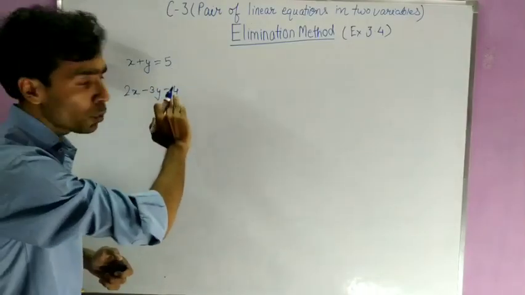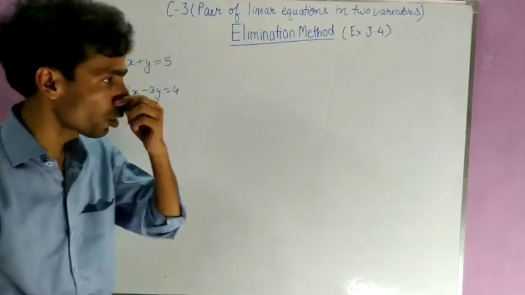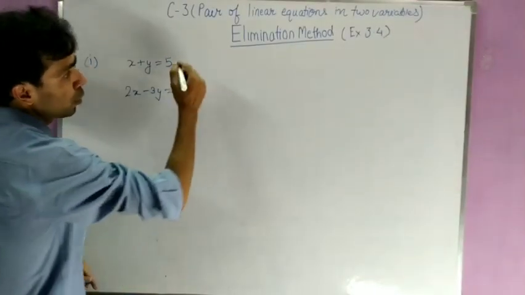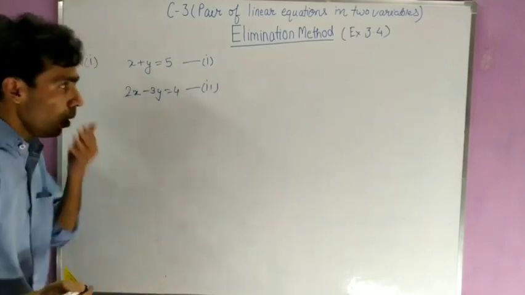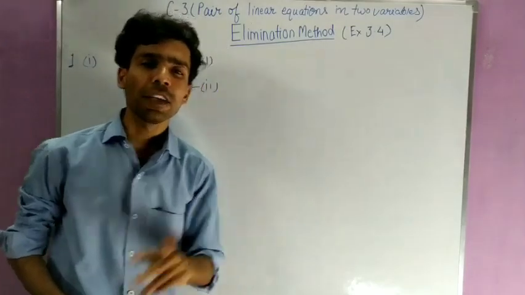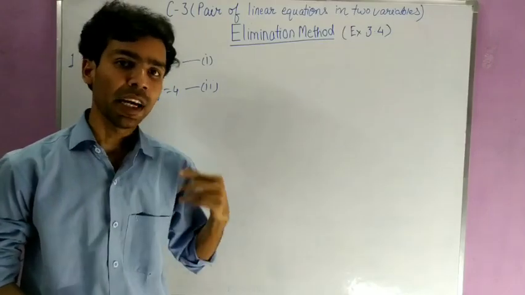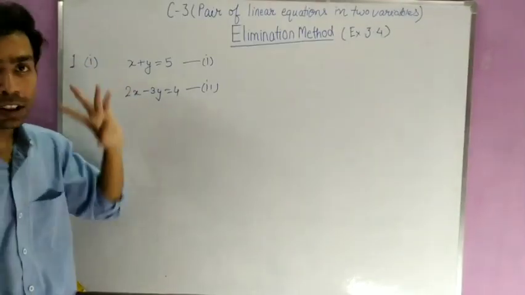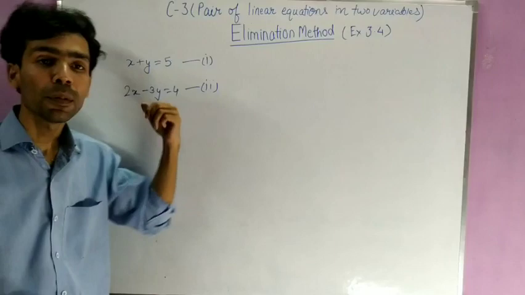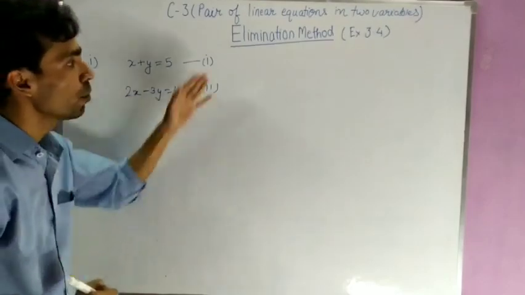First we used graphical, then substitution, and now we are using elimination. So what is the elimination method? In the question two equations are given and we have to solve them with the help of the elimination method. First you make this equation number 1 and this equation number 2. As the name suggests, elimination, we have to remove one variable from each equation. Either you will eliminate x from both equations or you will eliminate y from both equations. I will eliminate x from these two equations.